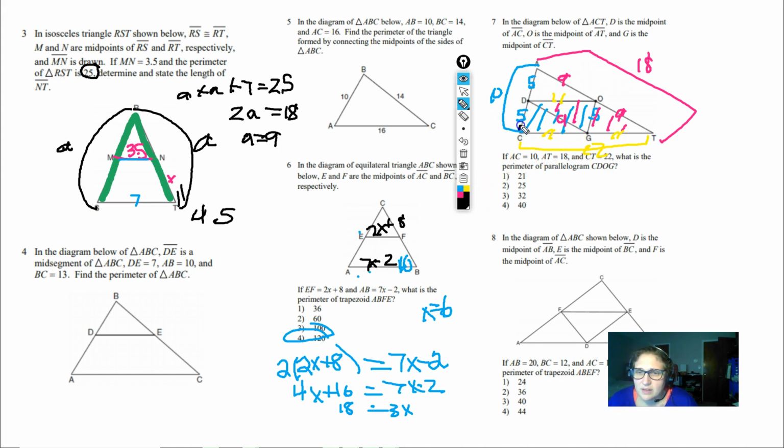So here's C, D, O, and G. So I know I've got 5 here, 11, 11, and 5. So we've got 10, 22, 32 is there.